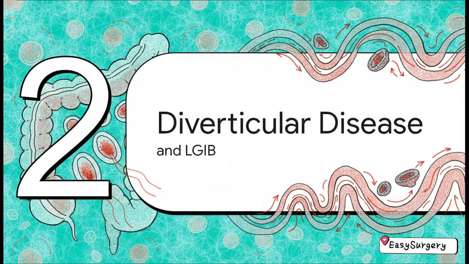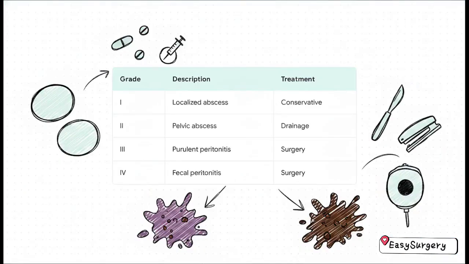Moving on to Section 2, diverticular disease and lower GI bleeding. You absolutely must memorize the Hinchey classification. It is the universal dictator for your management strategy in complicated diverticulitis. Grades I and II, those represent localized or pelvic abscesses, where we can often just manage patients conservatively with IV antibiotics or percutaneous image-guided drainage. But the moment you hit grade 3 with purulent peritonitis or grade 4 with fecal peritonitis, yeah, you're heading straight to the operating room. That's typically going to mean an emergent Hartmann's procedure.